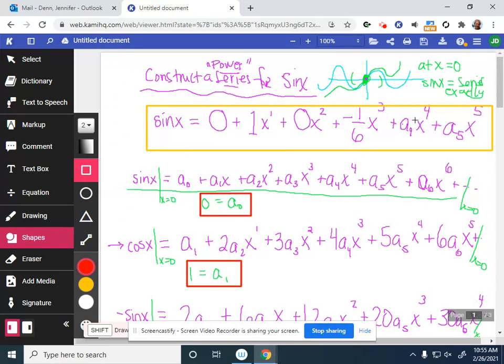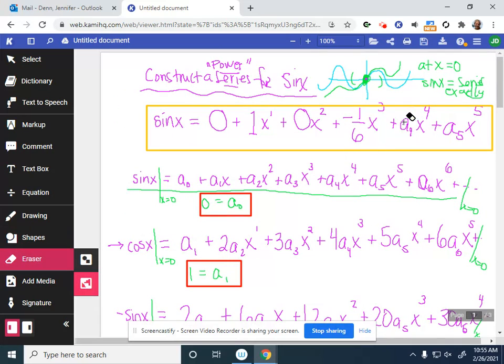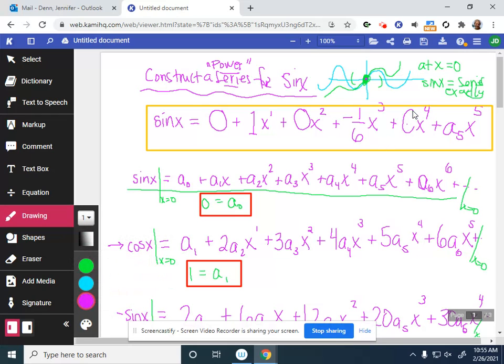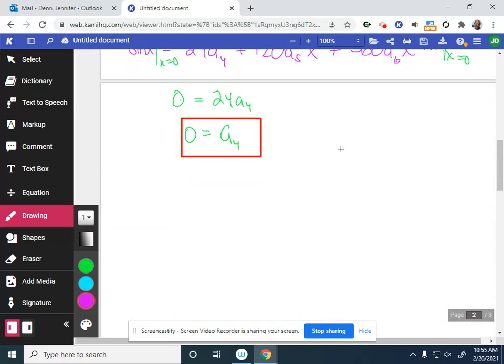Go up here and let's get rid of a sub 4 and put in 0. All right, let's get one more, so at least we have one more term. We'll be able to maybe see a pattern after that.